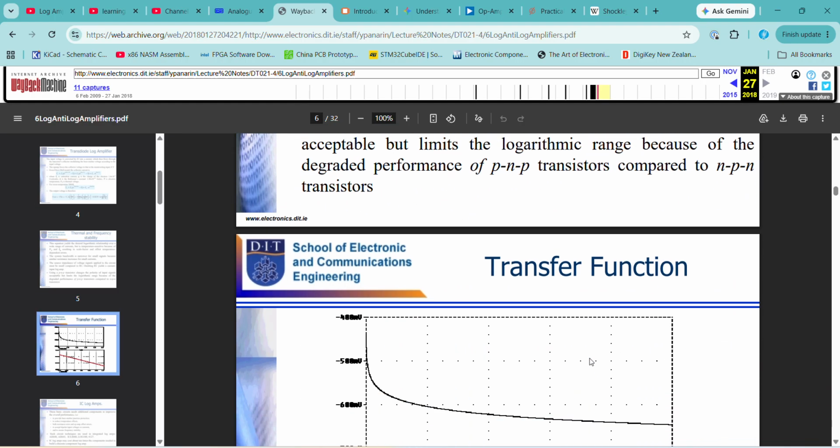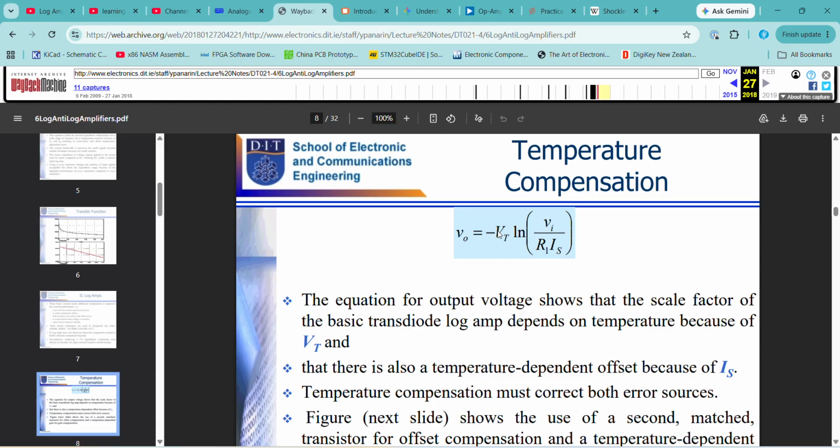Let's have a look at how the reverse saturation current is removed. In mathematics, ln of a divided by b is ln of a minus ln of b. So in this case, it's going to be ln of Vi divided by R1 minus ln of IS. So if you just have a circuit that adds ln of IS back into the output voltage, you can adjust for this IS, which changes a lot because of temperature.